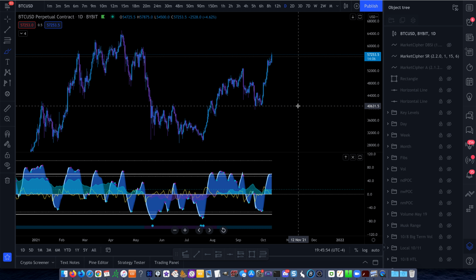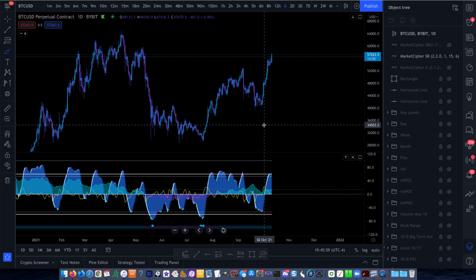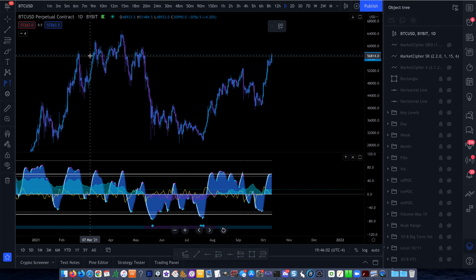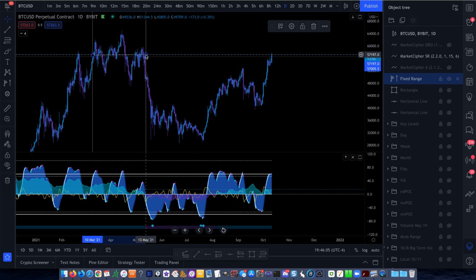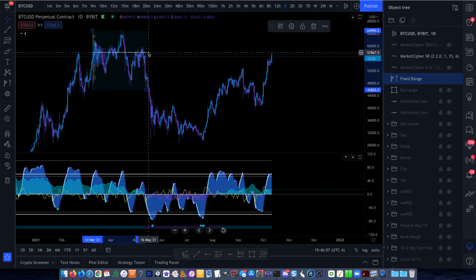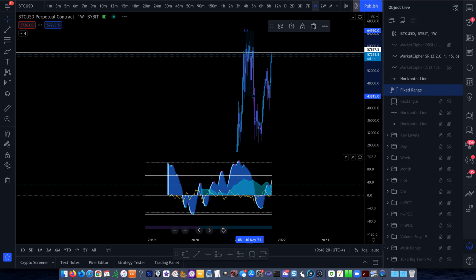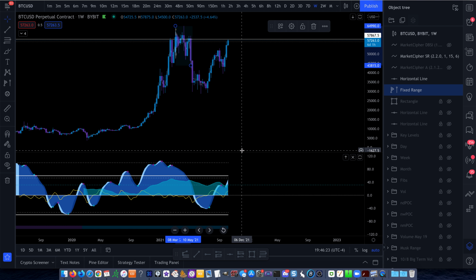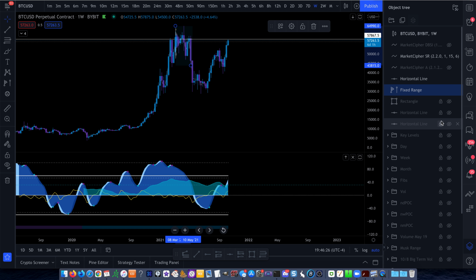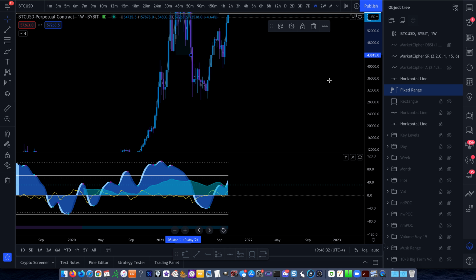Now, we need to also understand the present. Where are we right now? Well, we're actually coming up to some very important levels of resistance. For example, if we pull a fixed range in this area of price action, we can see that we have a high volume node, also known as a point of control, coming in right here at about 57.9K, give or take. If we go to a weekly time frame, we can also see that we have a weekly level of resistance coming in right about here at 58.3K.